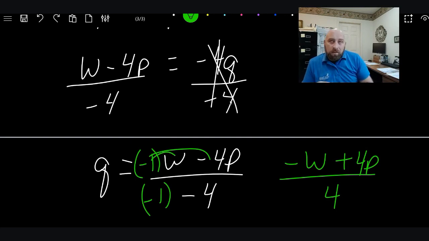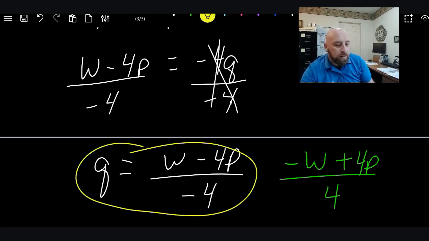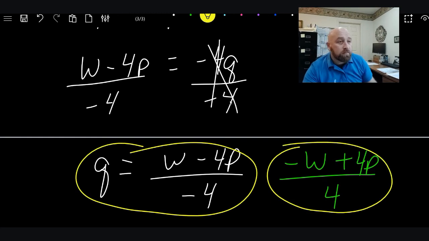You never, I say never, but in algebra, you never want your denominator to be a negative unless they ask for it in a negative. But typically, you're going to want your denominator to be positive. I would not mark you wrong if you gave me this answer. So you give me this answer, fine. Not a problem right now. You change it to this, I love it.